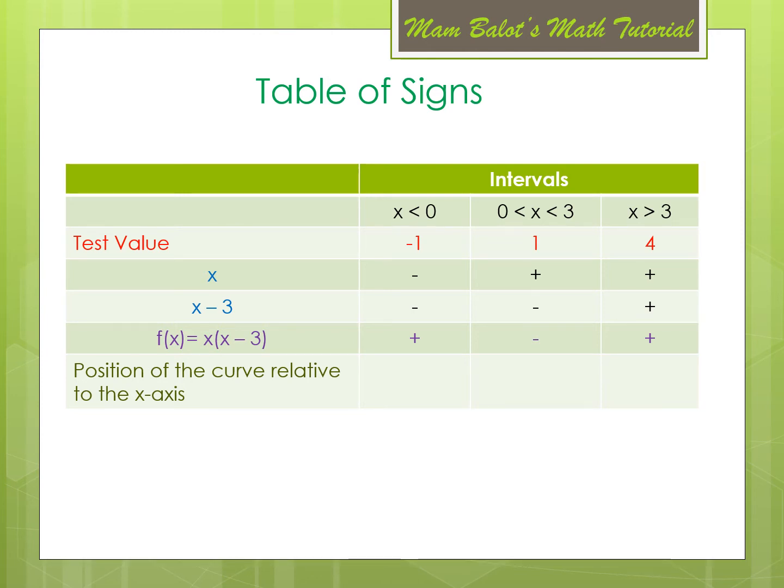So from there, we can now identify the position of the curve relative to the x-axis. If it is positive, that means the graph is located above the x-axis. And if it is negative, it means that it is located below the x-axis. So for x less than 0, it must be above since it is positive. Then the next one is negative, so that must be below the x-axis. And the last interval is positive, so that would be above the x-axis.